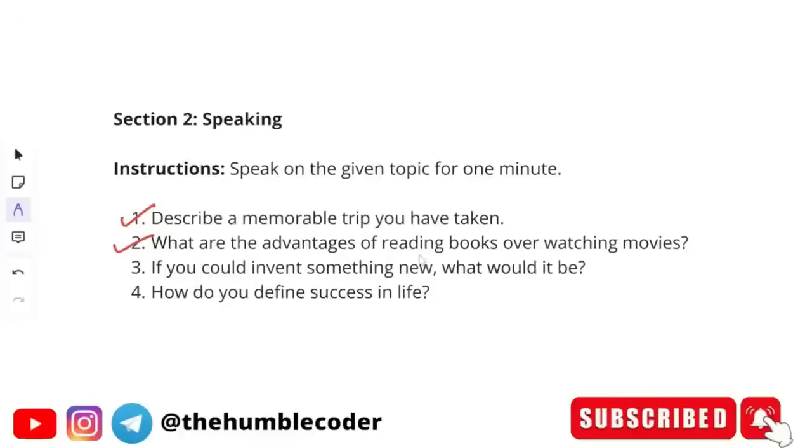What are the advantages of reading books over watching movies? Okay, so I'm now going to speak on this topic. Reading books allows us to use our imagination, develop vocabulary, and improve concentration. Books provide in-depth details that movies often miss. Unlike movies, books let us interpret characters and stories in our own way. Also, reading is a great way to relax without the screen time. So in this way you have to speak it, guys.